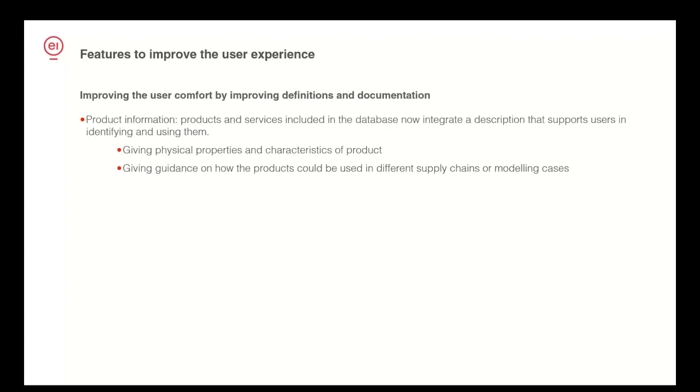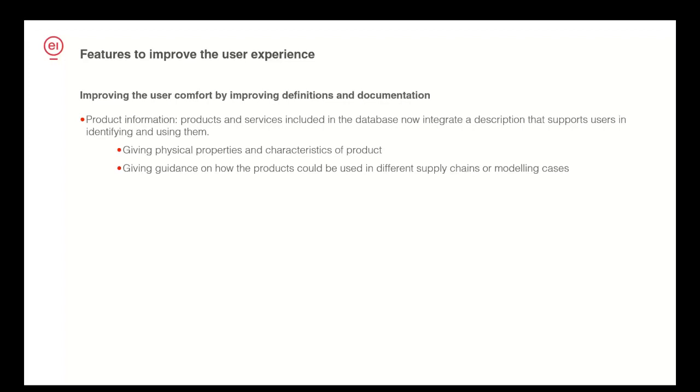So what are the features that we have added related to the improvement of definitions and documentation? So as I said, we have added product information. Every product and service included now in the database integrates a description that is supporting you in identifying what this product is and when to use it. So it will give physical properties or characteristics of a product. It will also give guidance on how the product can be used in different supply chains or modeling cases.